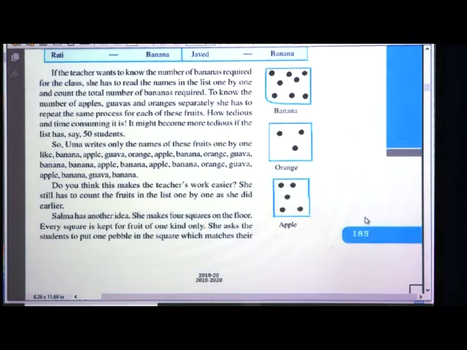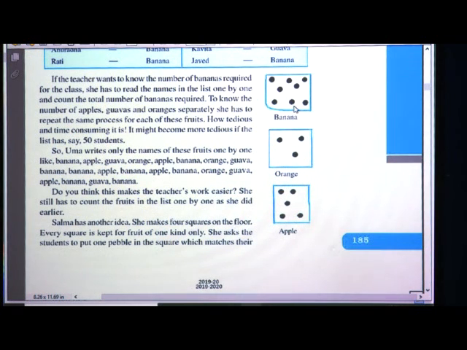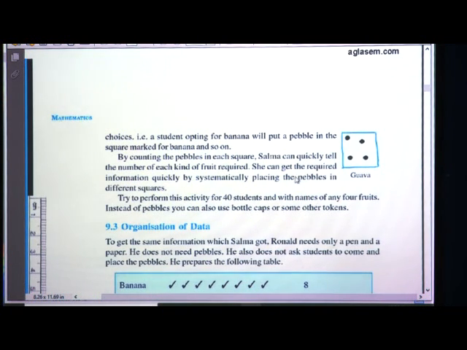So, she told the students to put the pebbles in front of the names of fruits given. By counting the pebbles in each square, Salma can quickly tell the number of each kind of fruit required. Yes, by counting the number of pebbles in each square, Salma can tell the number of each kind of fruit required. She can get the required information quickly by systematically placing the pebbles in the different squares.